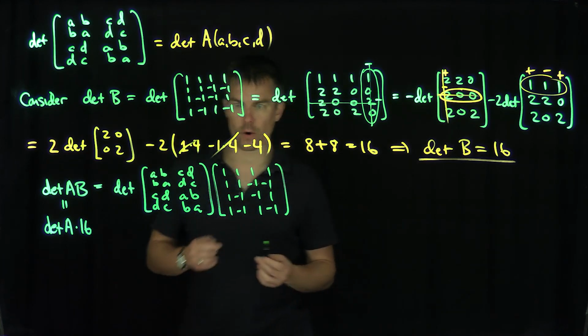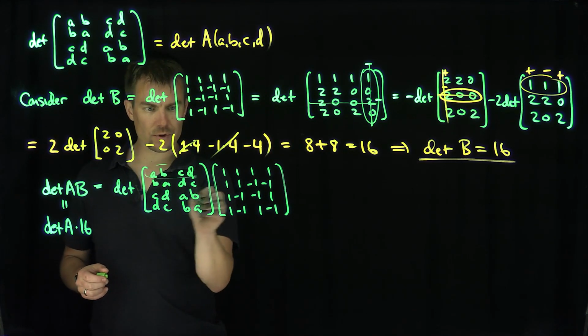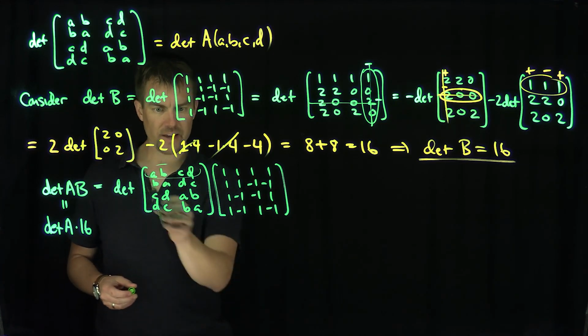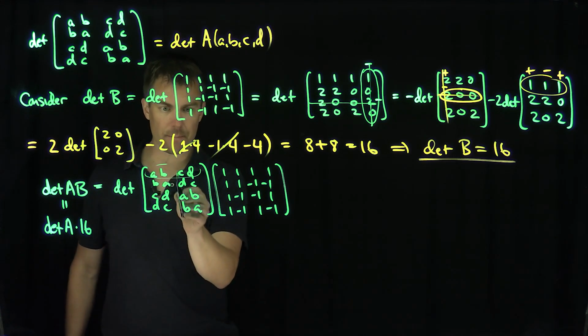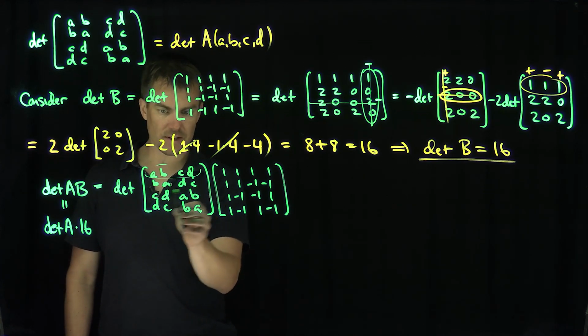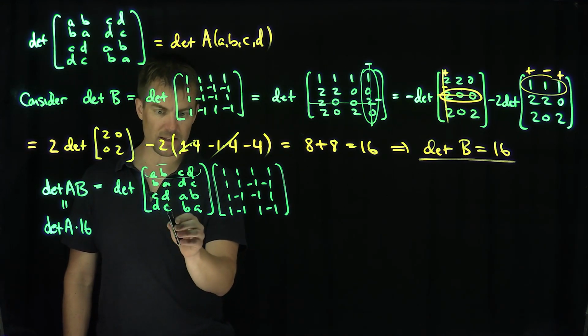All right, so now at this point, what we're going to do is multiply this first row by this first column, second row, second column, third row, first column, fourth row, fourth column. We see we're going to have an A, a B, a C, and a D. A B, an A, a D, and a C. A C, a D, an A, and a B, and a D, a C, a B, and an A.